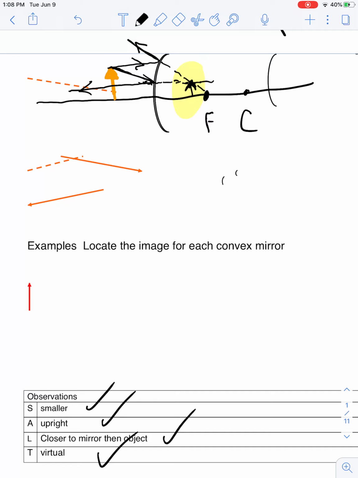So for today, before we get on to some more mathy stuff, I'm going to give you a sheet, Convex Mirrors, and I just want you to practice your ray diagrams and then upload it.